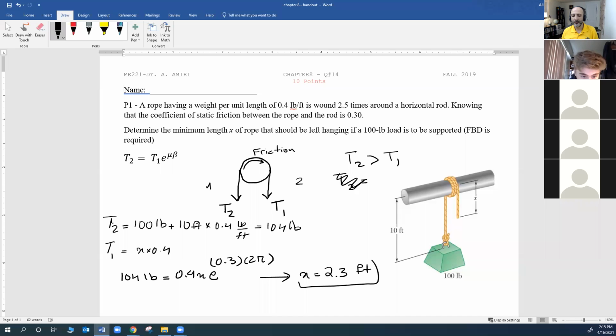You can find x equal 2.3 feet. Is it supposed to be 5 pi? 5 pi, yes. Sorry, you're correct. 2.5 times 5. So beta, I'm going to write it here. Yes, you're correct.